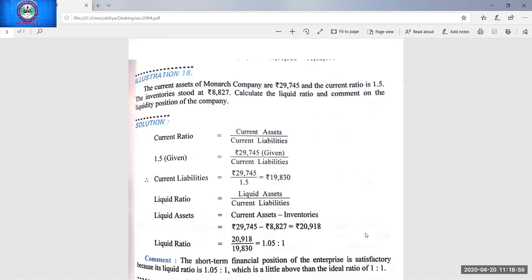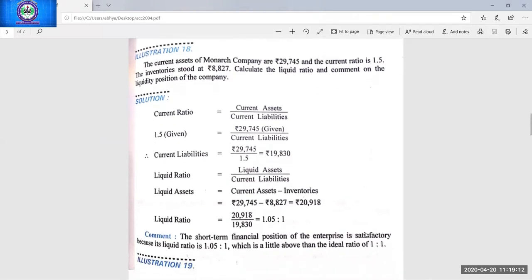It may be given in the question that you have to also comment on the liquidity position of the company. Comment means whether the company is in a satisfactory situation or not. As you all know, the ideal ratio for liquid ratio is 1:1 and the company is at 1.05. It means almost near to the ideal ratio. So what we can write in the comment is that the short-term financial position of the enterprise is satisfactory because it is almost near to the standard ratio, which is a little above the ideal ratio of 1:1.